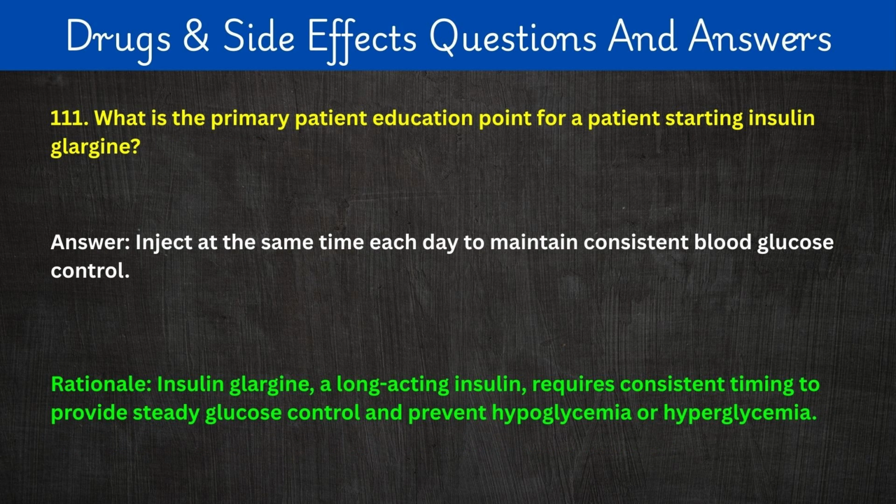111. What is the primary patient education point for a patient starting insulin glargine? Answer: inject at the same time each day to maintain consistent blood glucose control. Rationale: insulin glargine, a long-acting insulin, requires consistent timing to provide steady glucose control and prevent hypoglycemia or hyperglycemia.